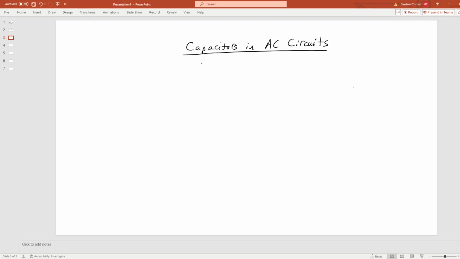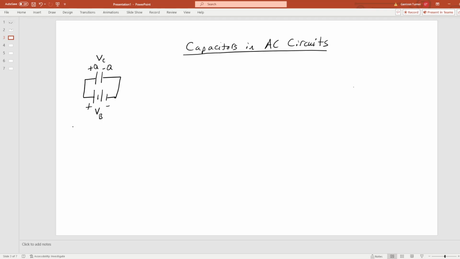Now it's time to look at capacitors in AC circuits and see how they behave. But before we do that, let's recall what happens in the DC case. Okay, so if I have a battery and a capacitor, and let's say the capacitor is initially uncharged, I flip a switch, almost immediately I'm going to have the plates charged.